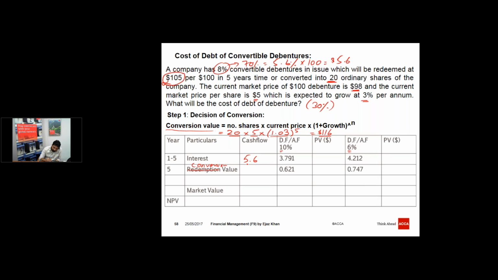So every year we're going to get 5.6. The investor is going to get $5.6 in the form of interest, and upon conversion he will get $116. So just multiply 5.6 by 3.791. So it's 21.23. So 21.23 and then 116 into discount factor. Remember, we are multiplying the conversion value with the discount factor, not the annuity factor, because it's a single amount. So 0.621, it will be 72.